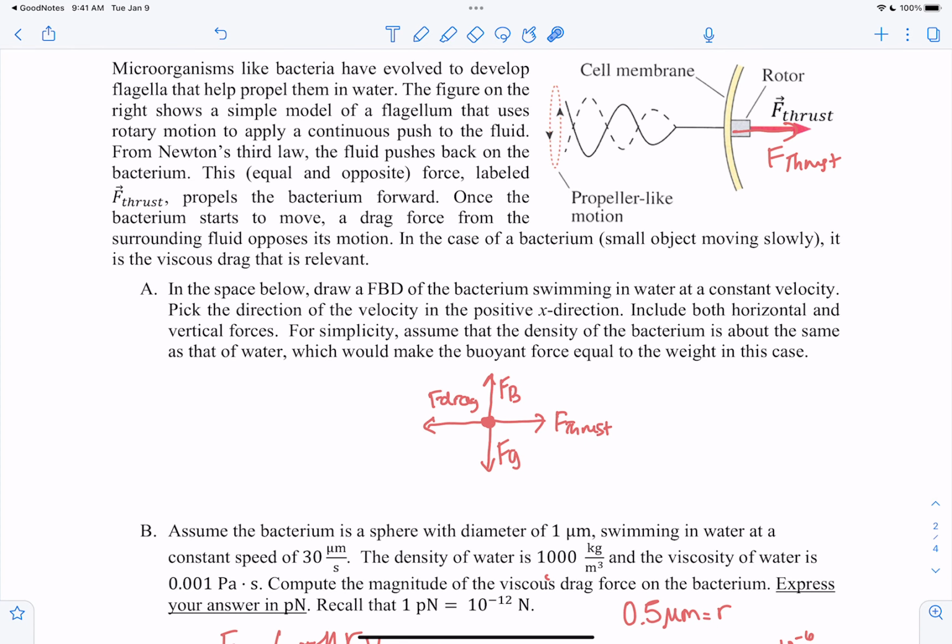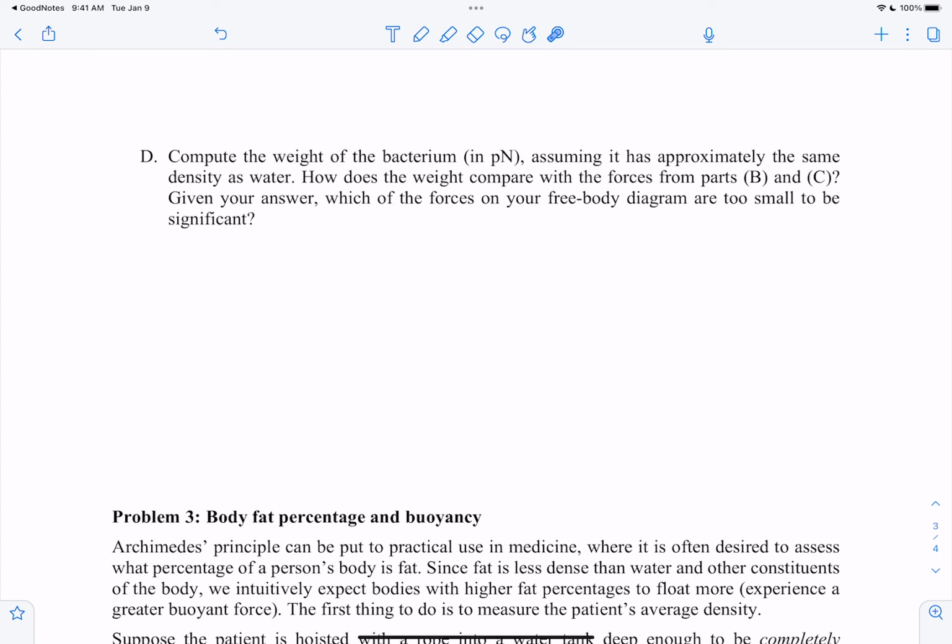Part D now is computing the weight of the bacterium, assuming it has approximately the same density as water. It says, how does the weight compare with the forces from parts B and C? Given your answer, which of the forces in the free body diagram are too small to be significant? Well, we know that weight is equal to the force of gravity, and that's equal to our density of the bacterium times the volume of the bacteria times gravity, right?